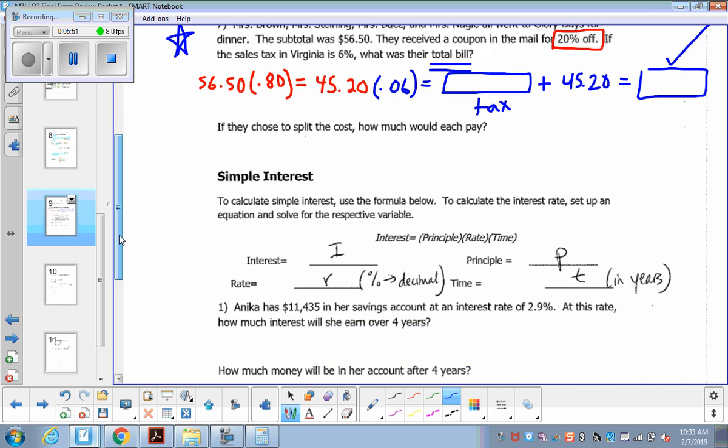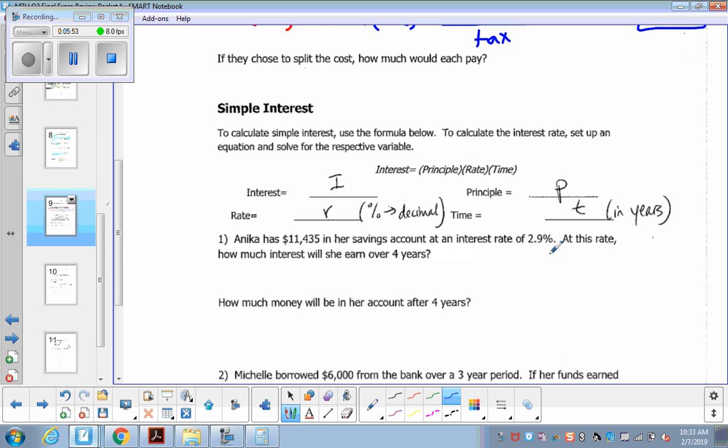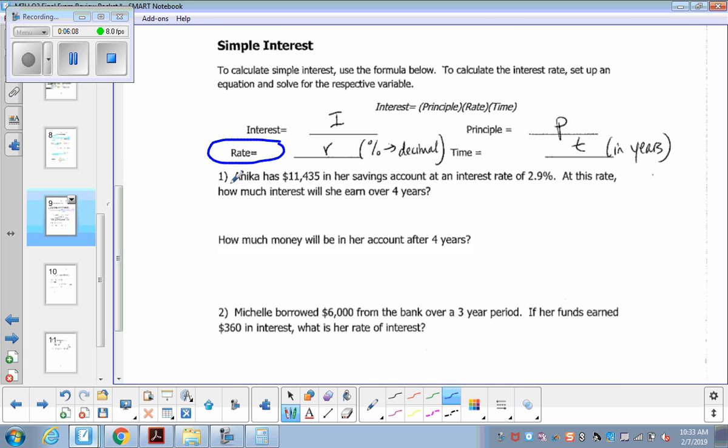Now, in a previous video, I've already gone through simple interest, and so you should be okay with I, P, R, and T. And in the other video, I also gave an example for how to solve for R. So if you didn't watch that video, for page 7, there is an example for how to solve for the rate whenever I ask you to, for a problem like number 2.